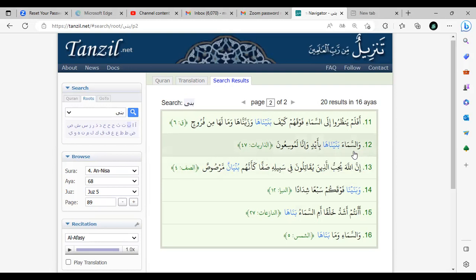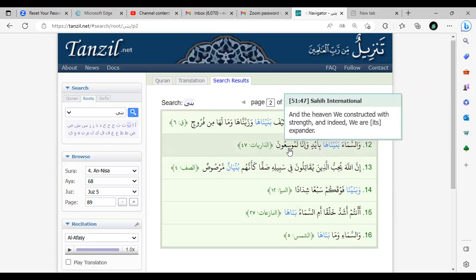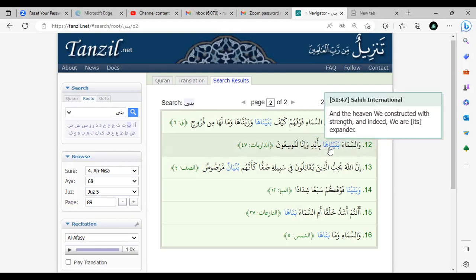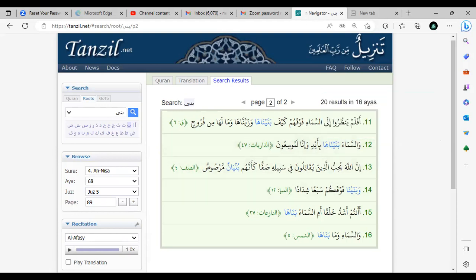وَالسَّمَاءَ بَنَيْنَاهَا بِأَيْدٍ وَإِنَّا لَمُوسِعُونَ. And the sky, we constructed it with hands, and indeed we are expanders. Alhamdulillah, Rabbil Alameen. I hope today's practice helped you with how you will learn the things.